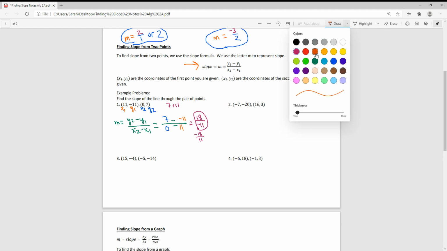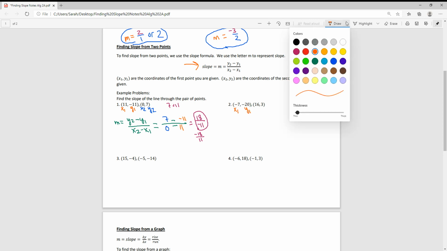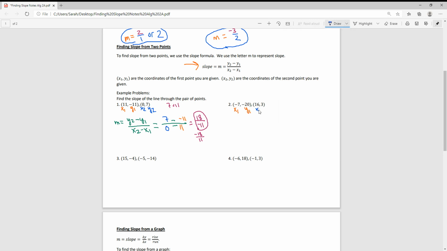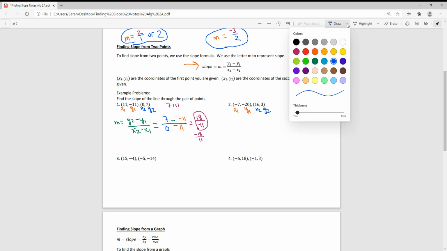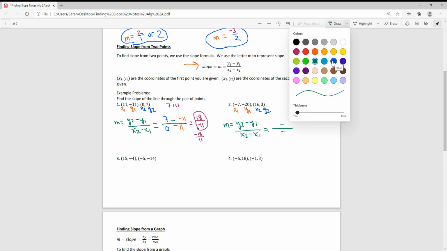Let's try another one. So I'm going to start by labeling my coordinates as x1 and y1, x2 and y2. You are welcome to do this when you do this on your own. I'm going to write out my formula just so I remember where things go. I'm going to pre-set it up with those minus signs. Plugging things in where they go.